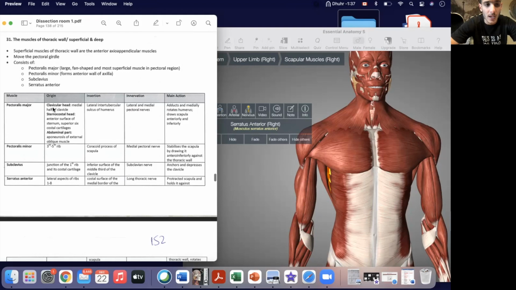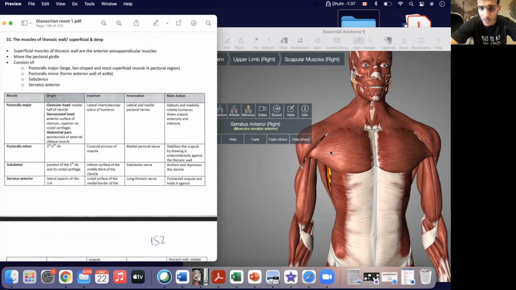So the origin: it has two heads, the clavicular head and the sternocostal head. The clavicular head originates from the medial half of the clavicle, and the sternocostal head from the anterior surface of the sternum and the superior six costal cartilages, and it also has an abdominal part, which arises from the aponeurosis of the external oblique muscle. Okay, so the insertion of all of these heads is in the lateral lip of the intertubercular sulcus of the humerus.